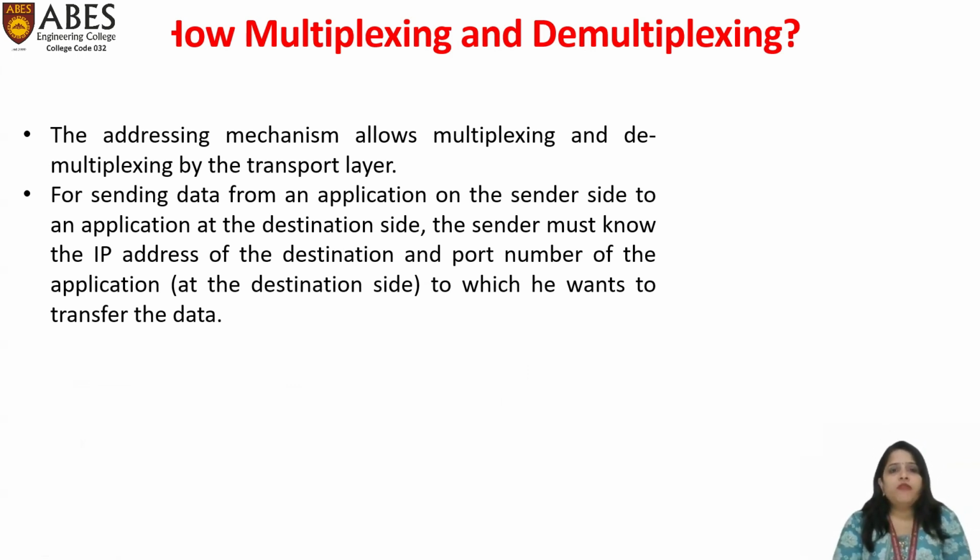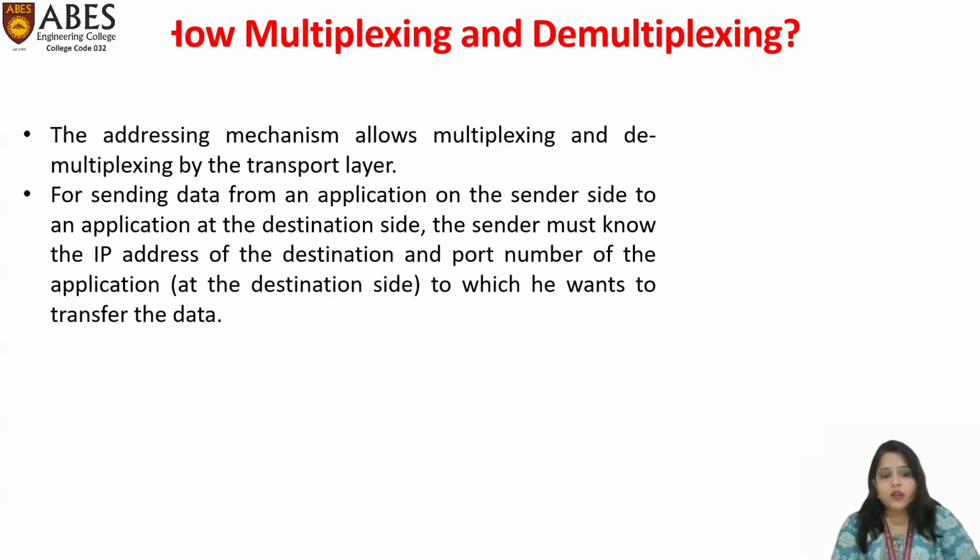So in case of multiplexing, when data is sent from multiple applications on a single machine, that is called the client machine, the transport layer adds its header to each segment, which includes destination IP address, destination port number, sequence number, and more information, so that we can identify which application the data is coming from. That is called multiplexing.